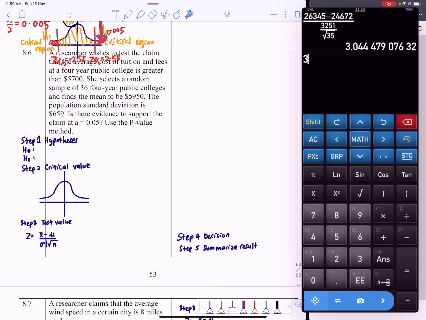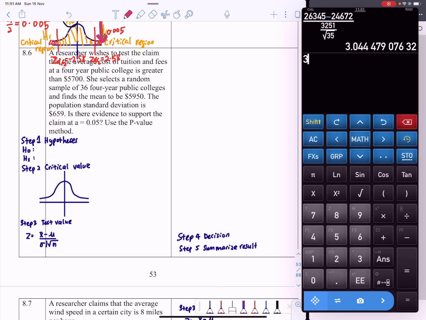The p-value method is very important because when you use SPSS, it will give you the p-value. This is important so that you can understand how to read the statistical result from SPSS.